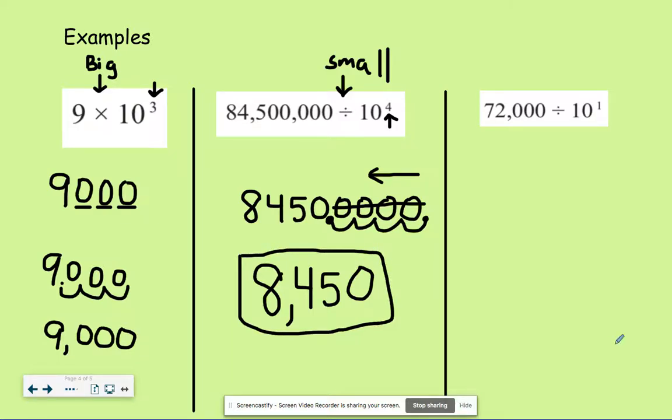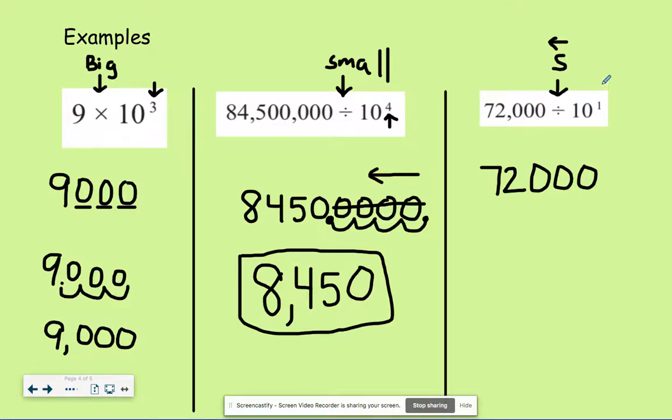Let's try one more. Again, my symbol is division, so we're going to get smaller, which means my decimal is going to move to the left. I'm going to rewrite my number without the commas, making sure I have the right amount of numbers, the 72 with 3 zeros.